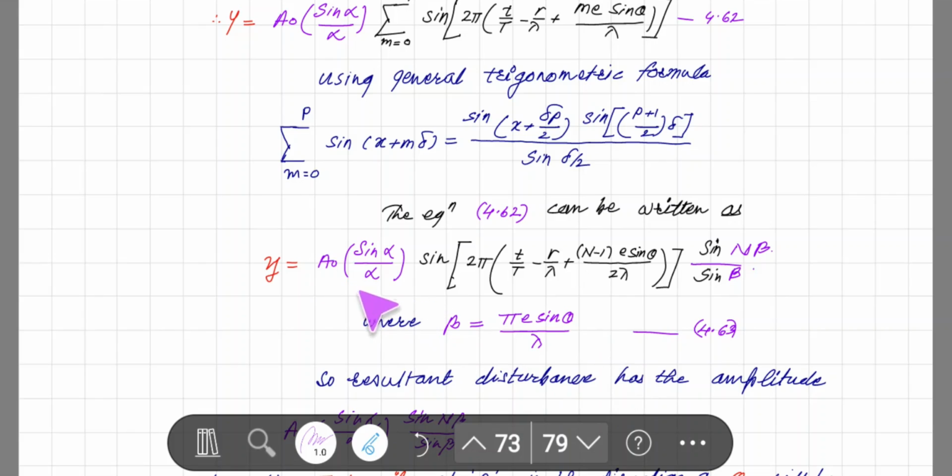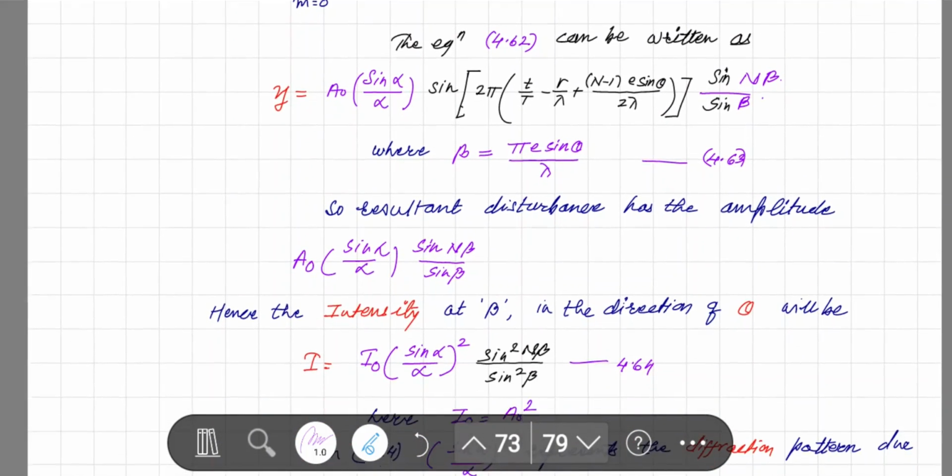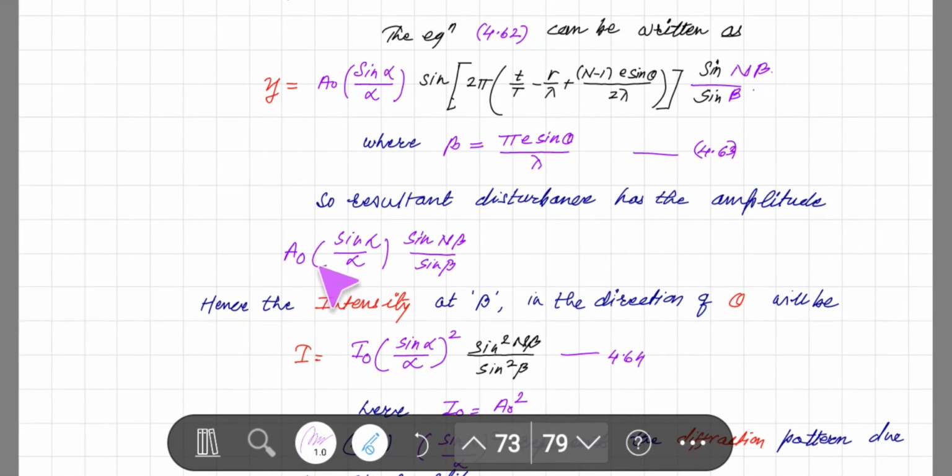So obviously the resultant disturbance has an amplitude. Here we see this is an amplitude as well as this is an amplitude, but when we talk about the amplitude of the resultant, we see that the amplitude part is A0 sine alpha upon alpha as well as sine of n beta upon sine of beta. So this is the resultant amplitude of the disturbance.